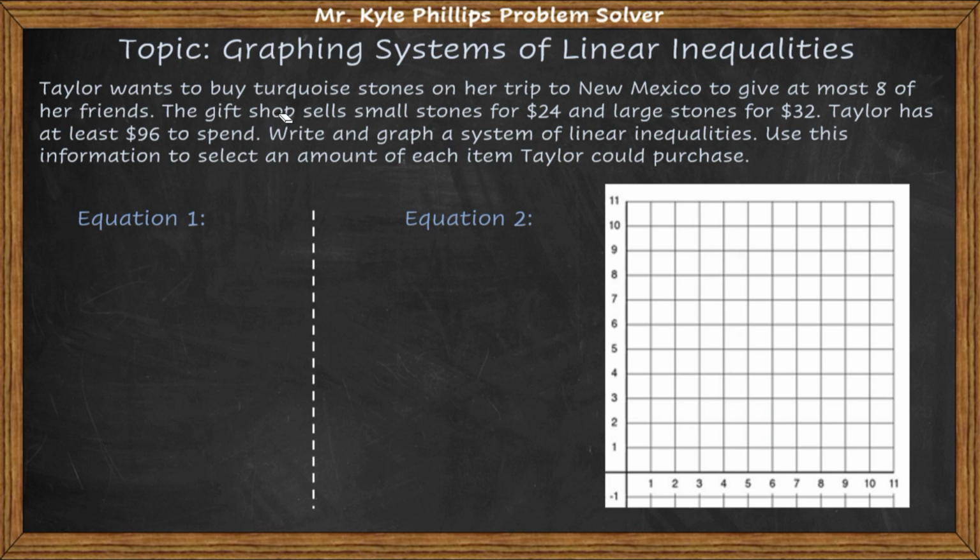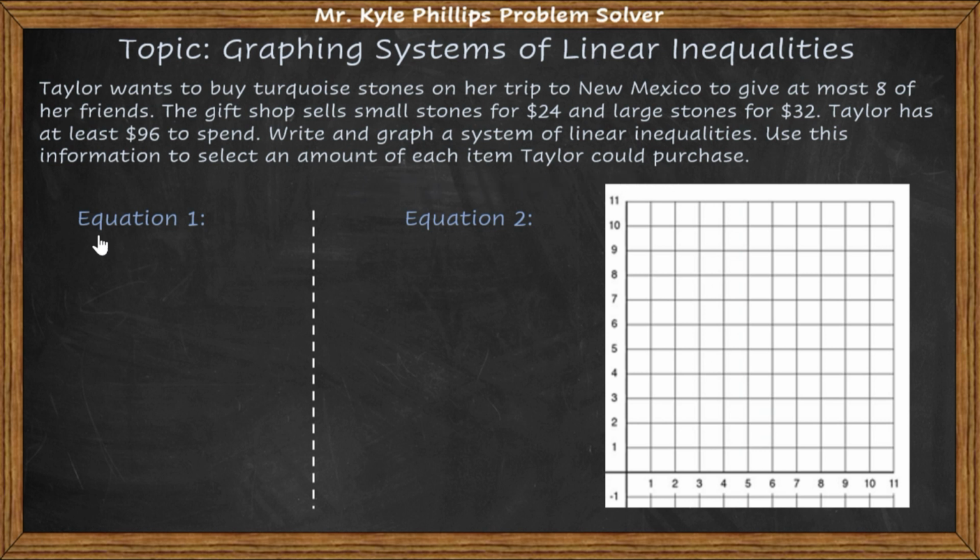Taylor wants to buy a turquoise stone on her trip to New Mexico and give it to at most 8 of her friends. The gift shop sells small stones for $24 and large stones for $32. Taylor has at least $96 to spend. Oh, lucky Taylor. Write and graph a system of linear inequalities. Use this information to select an amount of each item Taylor could purchase.